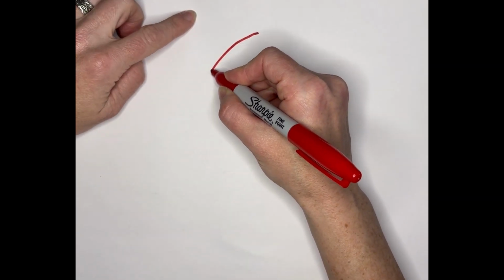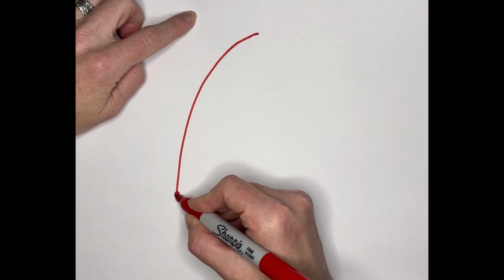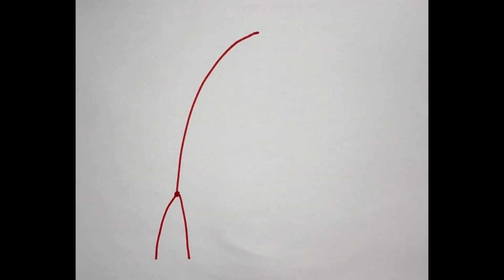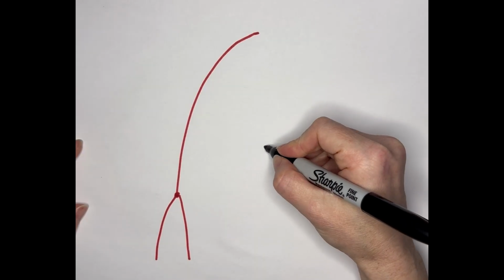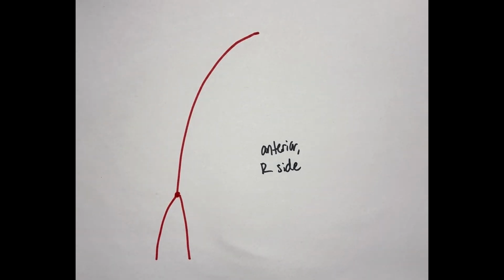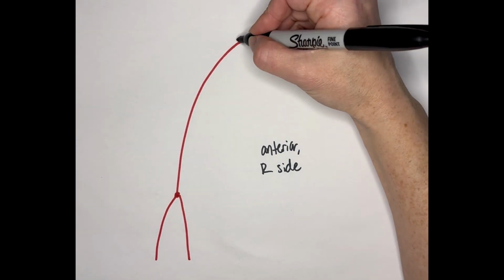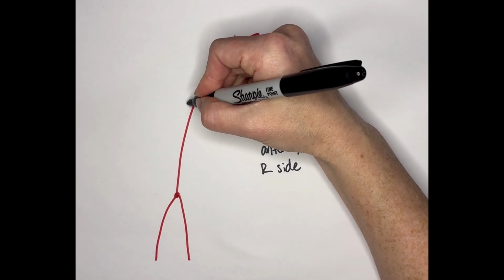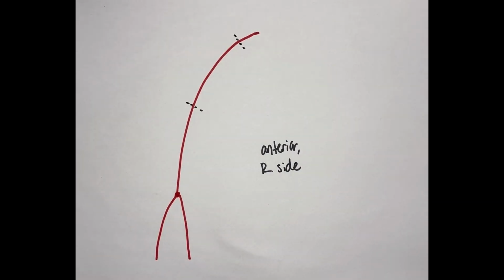To draw the arteries of the upper limb, we start by drawing the main branch running down the upper limb here. As a note, we're working here only with the right upper limb on the anterior side. The main artery running through the upper limb is going to change names at a couple different distinct landmarks.